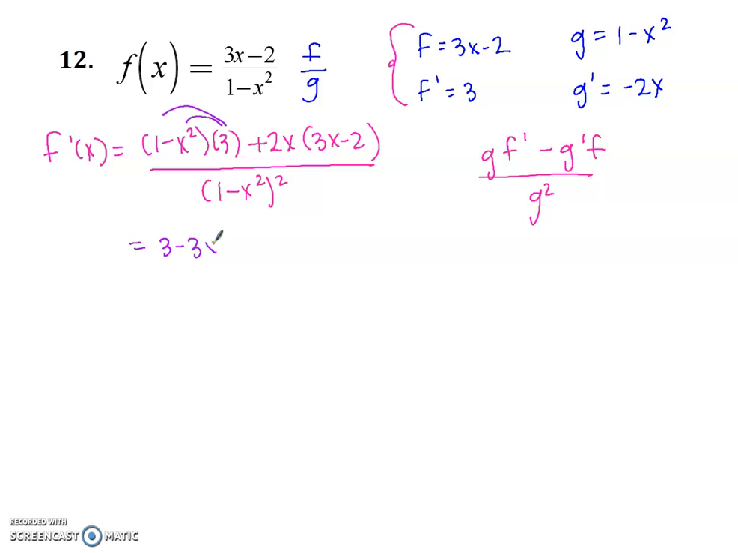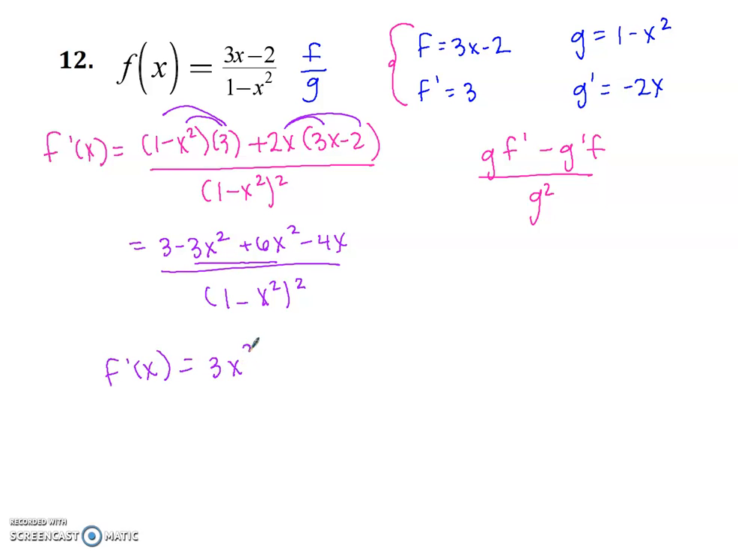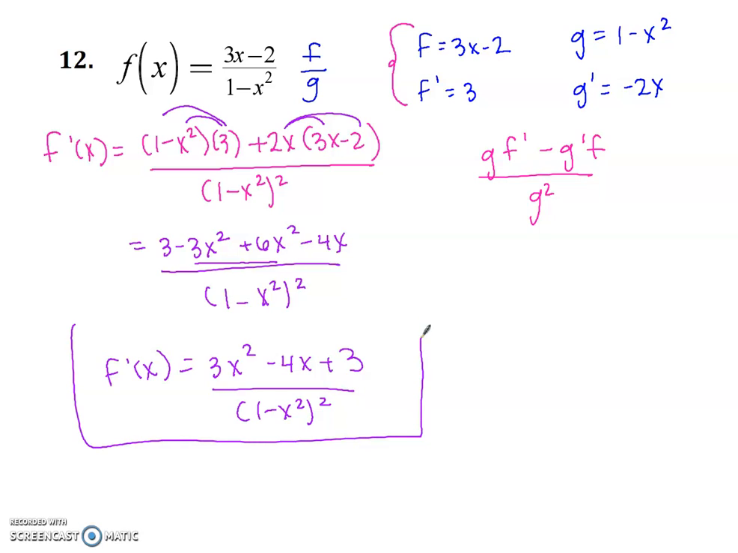So that's 3 minus 3x squared. Distribute the 2x here. That'll be 6x squared minus 4x all over 1 minus x squared squared. I can combine the x squareds right here. So that's going to give me f prime of x equals 3x squared minus 4x plus 3 all over 1 minus x squared squared.